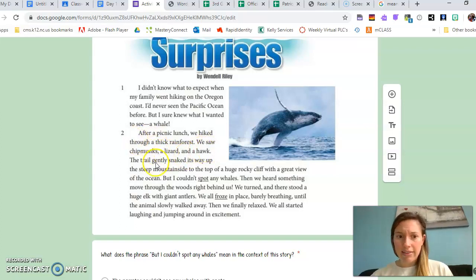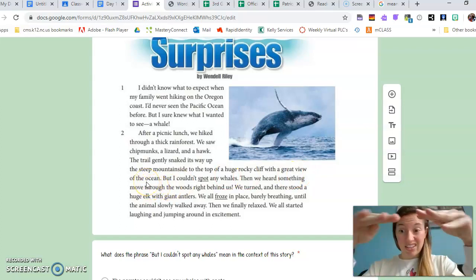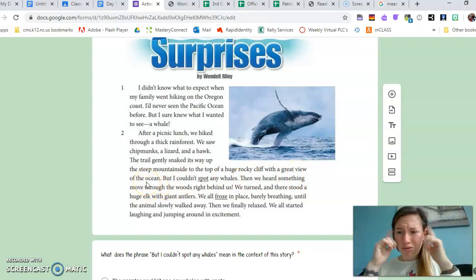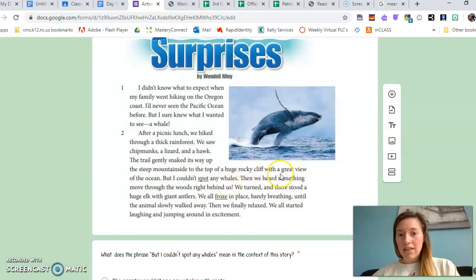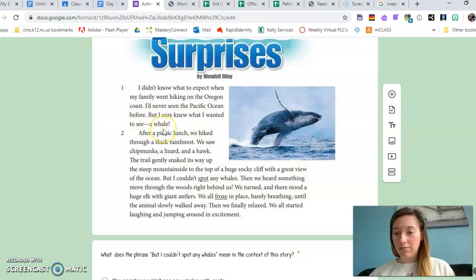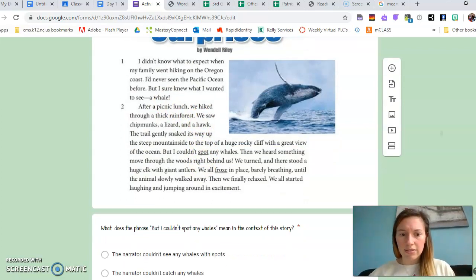And then they were hiking. They went through this big hike up a steep mountainside. They had a great view of the ocean. It means they could see the ocean really well. And what do you think they were probably looking for when they're looking at the ocean? They want to see whales, so they're probably looking for whales. So, but I couldn't spot any whales. So I have my clues that they have a great view, which means to be able to see something really well. And I know what the author really wanted was to see a whale. So, what do you think that means if I couldn't spot any whales?